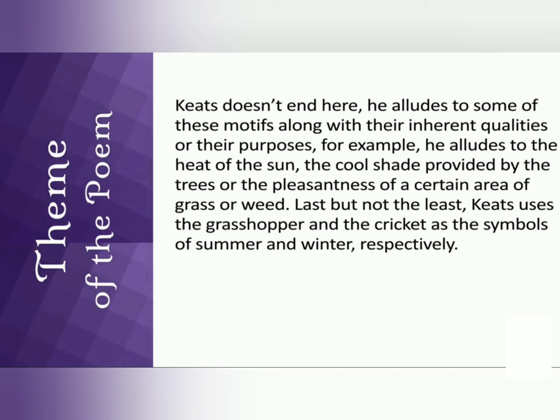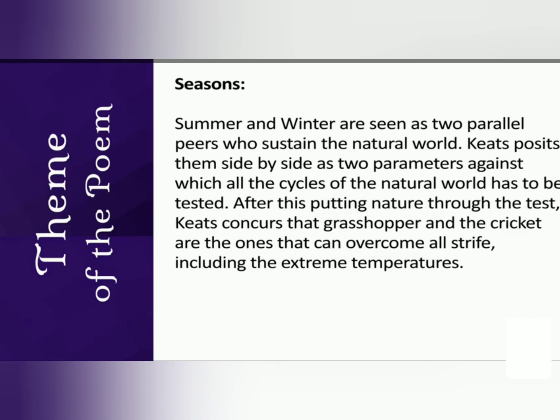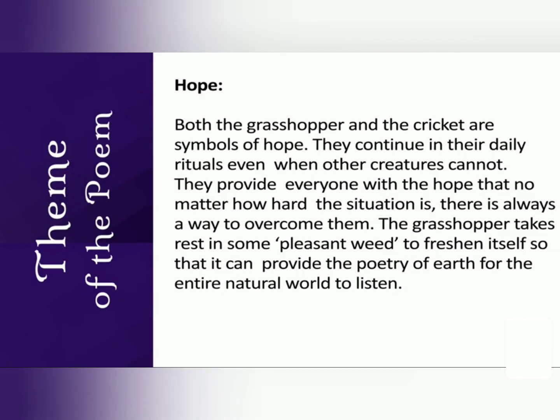Last but not least, Keats uses the grasshopper and the cricket as symbols of summer and winter, respectively. Summer and winter are seen as two parallel peers who sustain the natural world. Keats presents them side by side as two parameters against which all the cycles of the natural world have to be tested. After putting nature through the test, Keats concludes that the grasshopper and the cricket are the ones that can overcome all the strife, including extreme temperature.